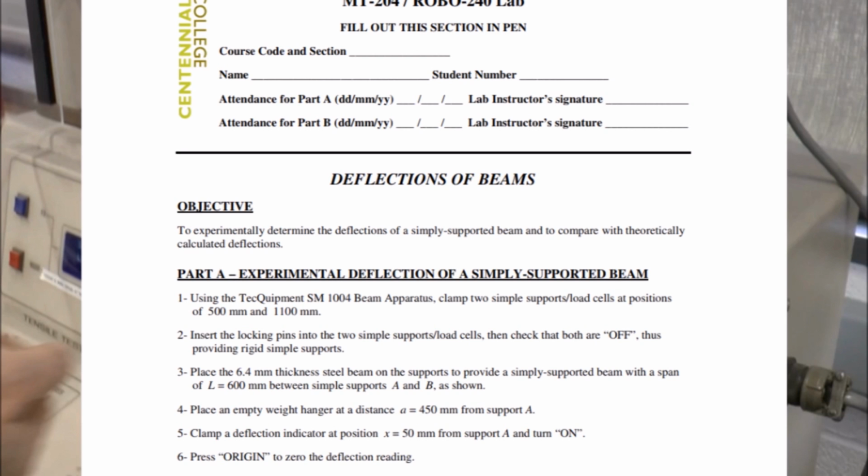The fourth experiment of Robo 240 is deflections of beams. The objective is to experimentally determine the deflections of a simply supported beam and to compare it with theoretical values.